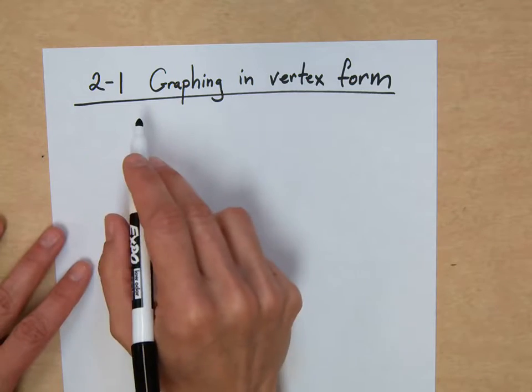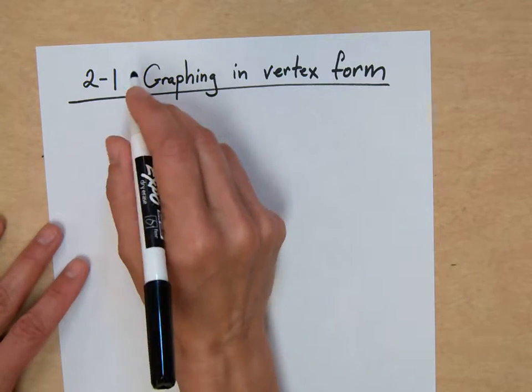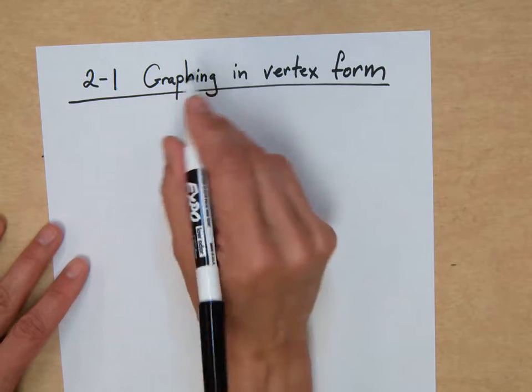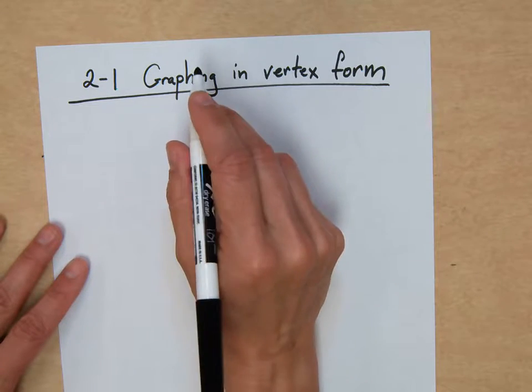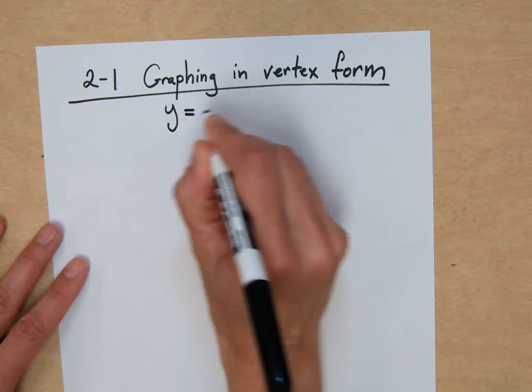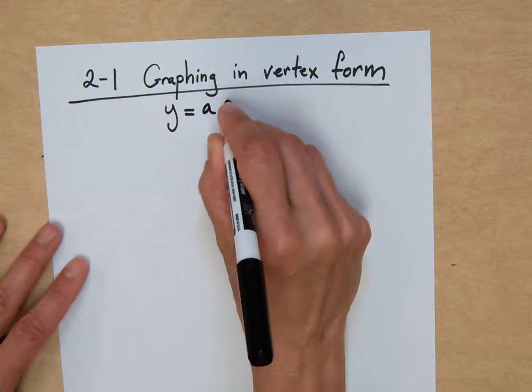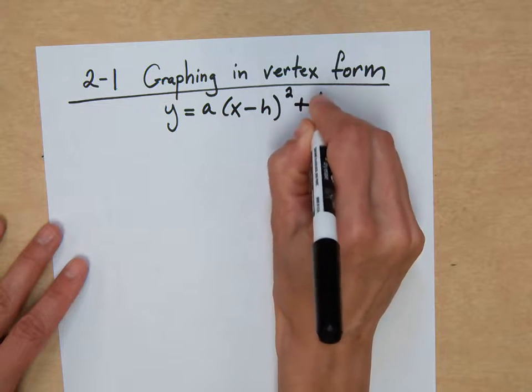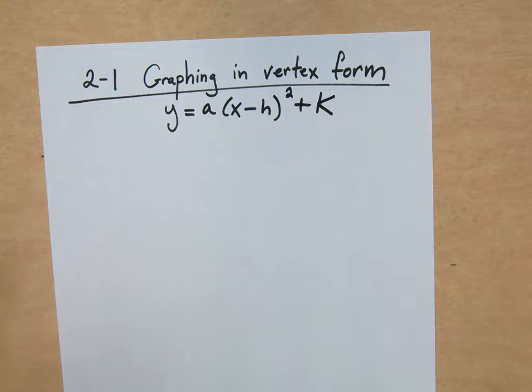So the first one, there are three forms. So graphing in vertex form. And so what I want you to write first is this that you really need to memorize, and you saw it yesterday. It's y equals a(x minus h) squared plus k. So that is the general form.